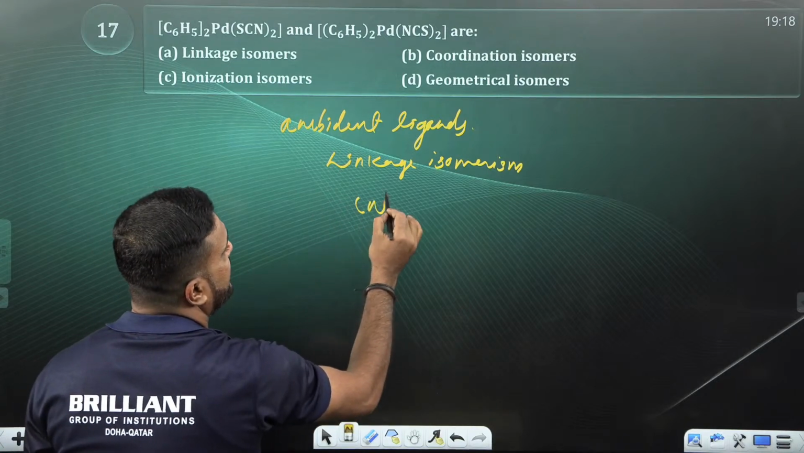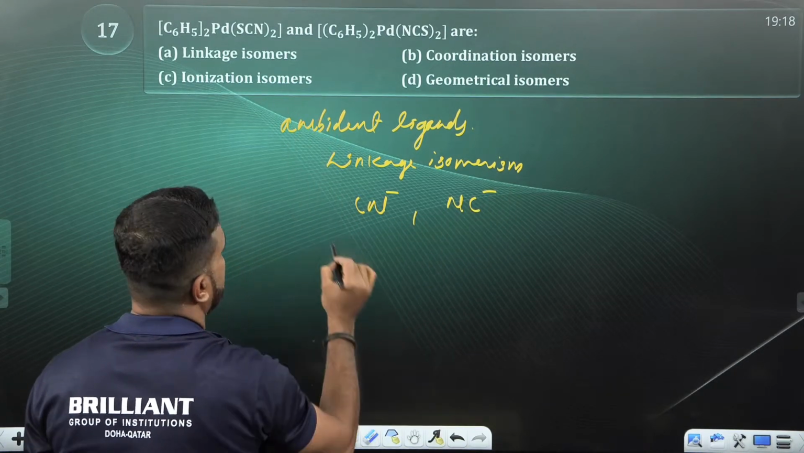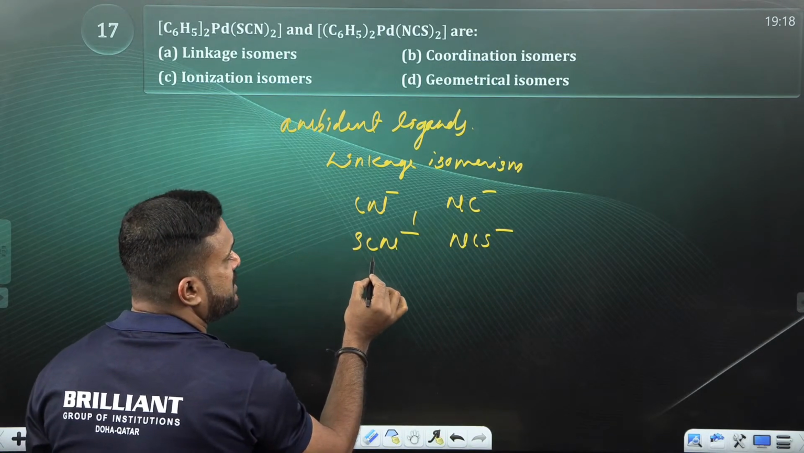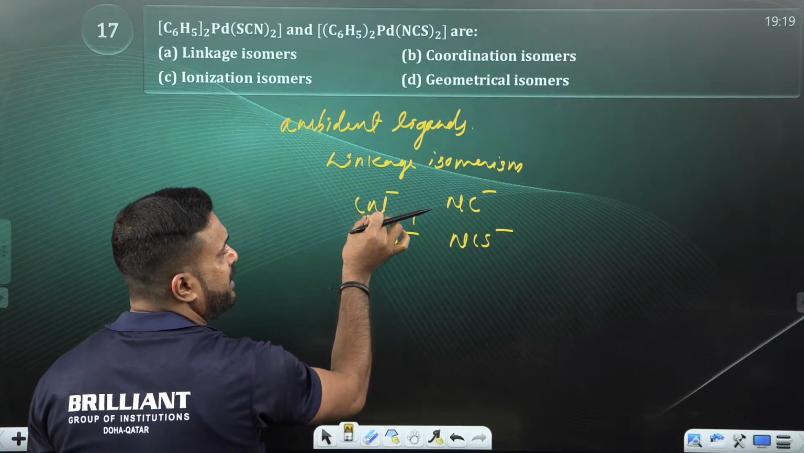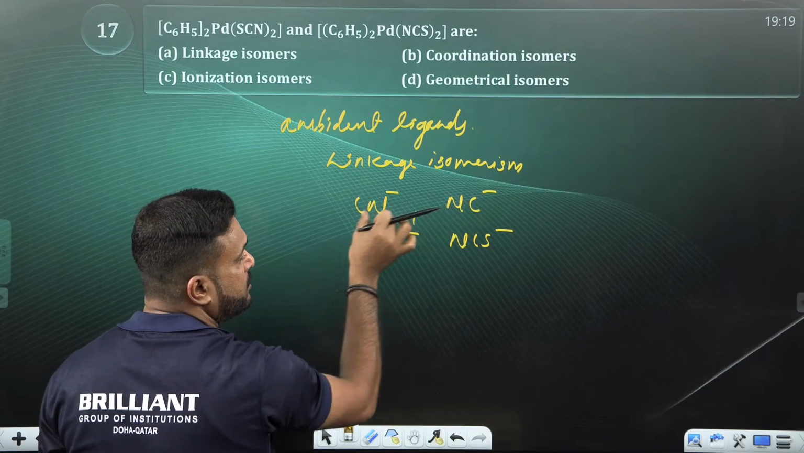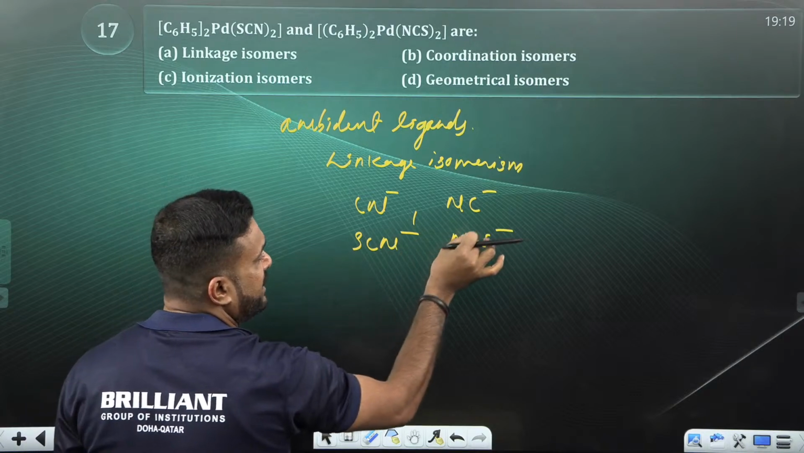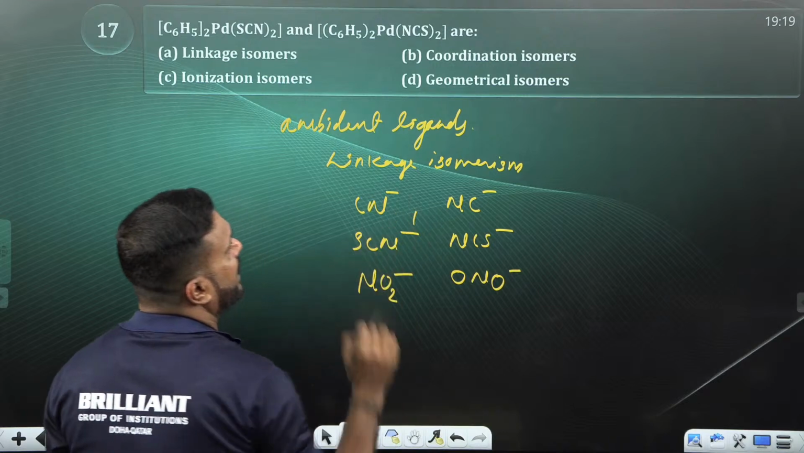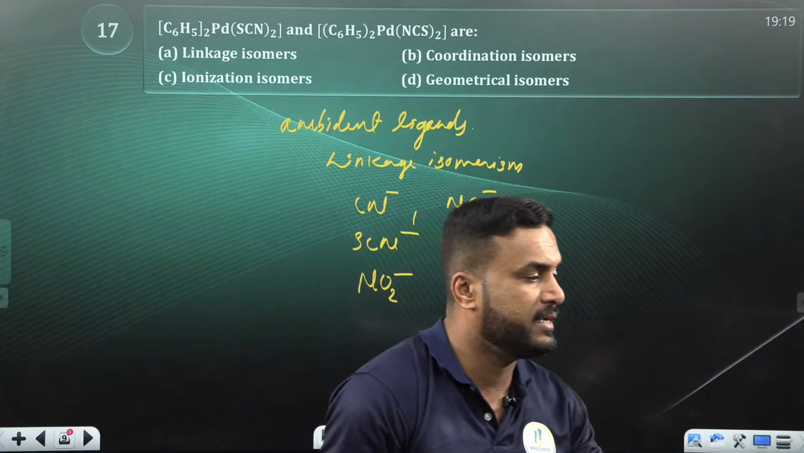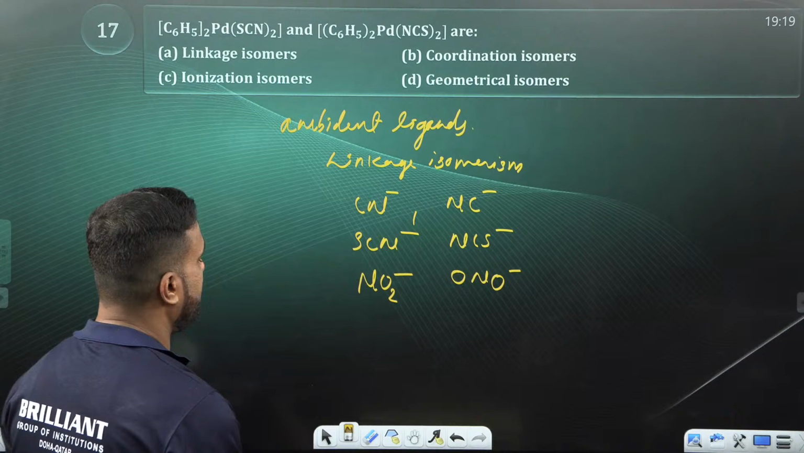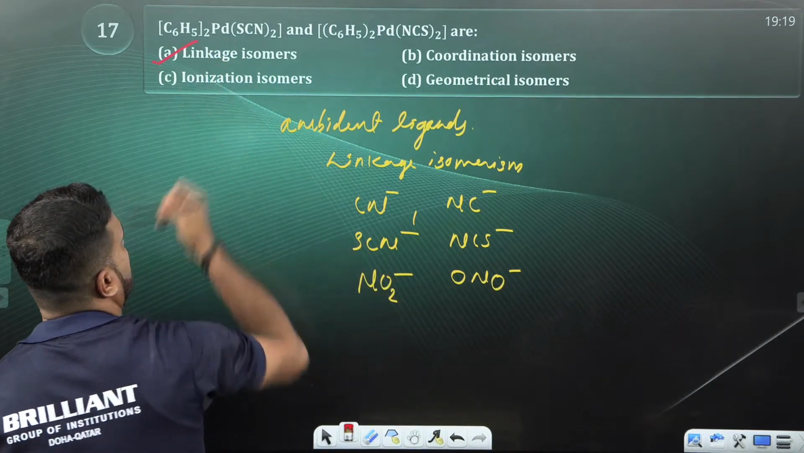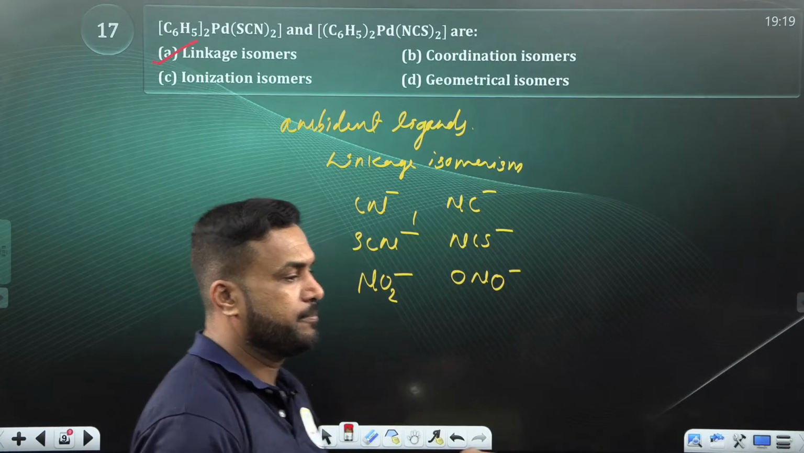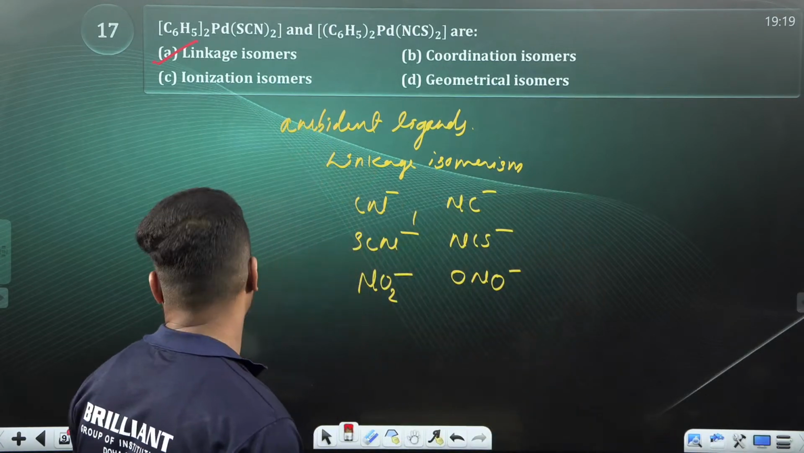So we have CN minus and NC minus, and the same way SCN minus and NCS minus. This is called thiocyanato and this is called isothiocyanato. This is cyanide and isocyanide. We have SCN minus and NCS minus, NO2 minus and ONO minus. These all are ambidentate ligands. So when ambidentate ligands are there, they will exhibit linkage isomerism. That we all learnt. It's an important question. Yes Ashmika, correct. Yes Ashmi, the correct one is linkage isomerism.